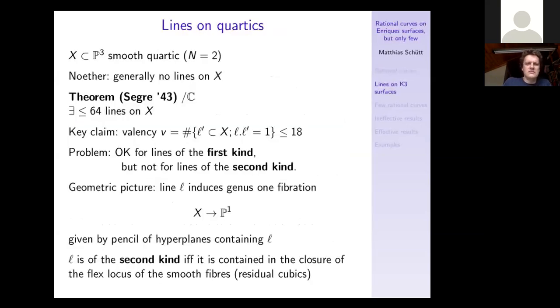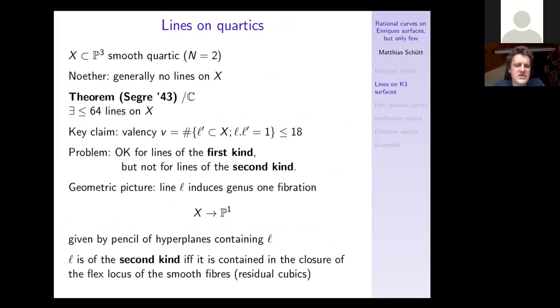And let's talk about the first classical problem, so to say. This is n equal 2. We're talking about quartics, and we all know this goes back to Noether originally. Generally, the smooth quartic contains no line. And then Segre stated in '43 over the complex numbers that there are at most 64 lines on the smooth quartic.